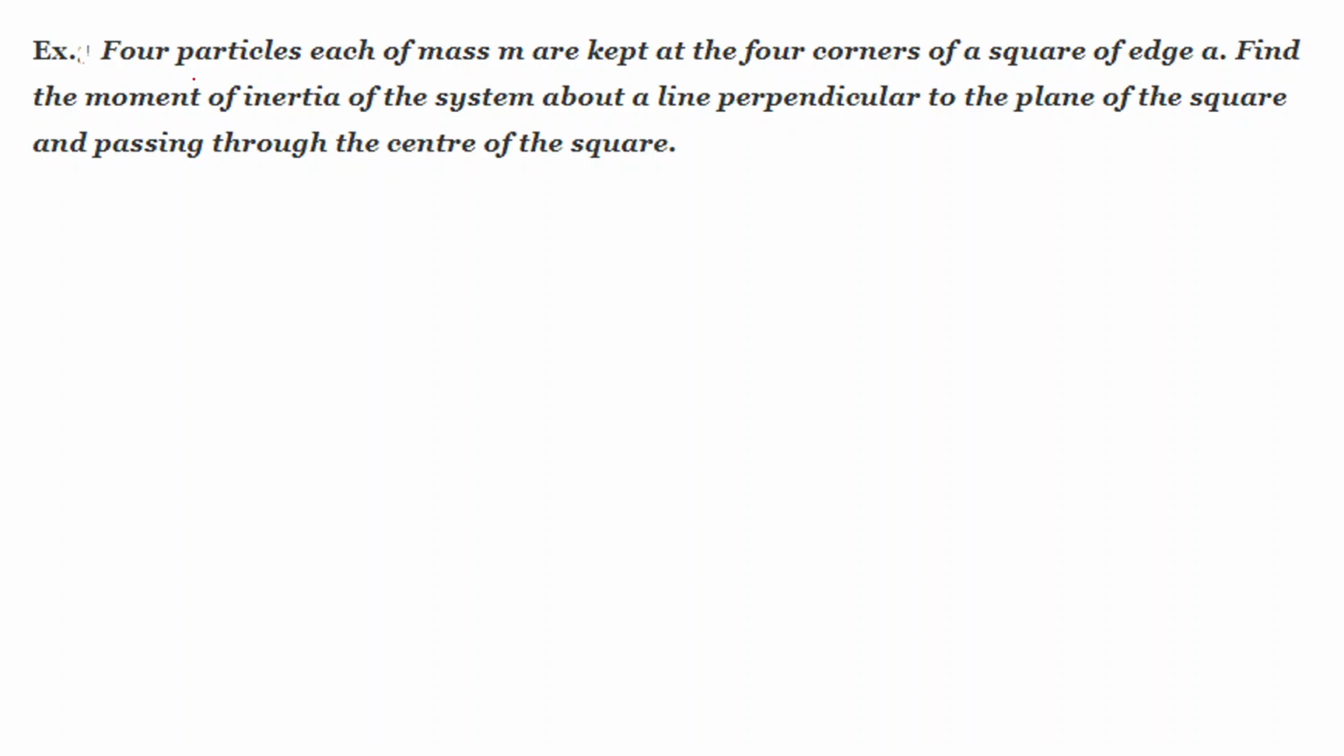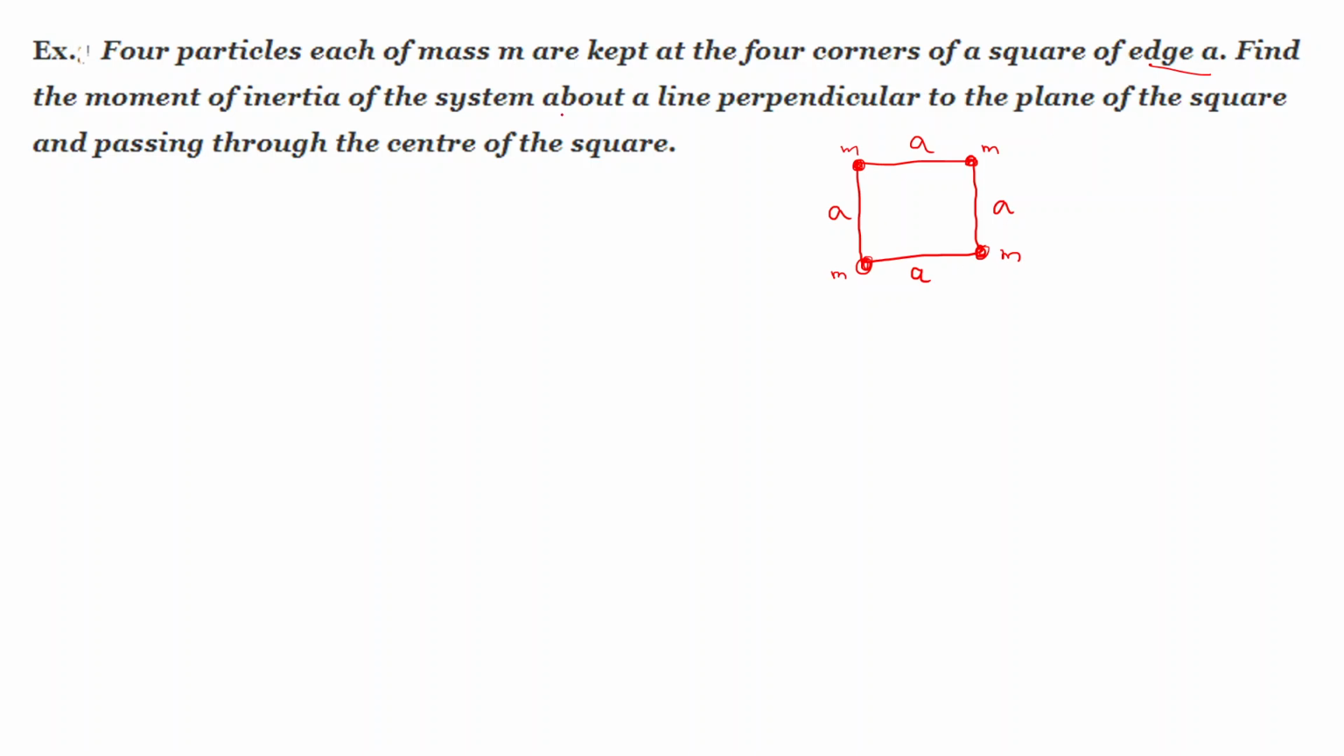So it says 4 particles each of mass m are kept at 4 corners of a square. So let's make a square, and the edges are of length A. All these edges are of length A because it's a square, and 4 particles of mass m are kept at each corner. They are all of the same mass m, kept at these corners of this square setup.